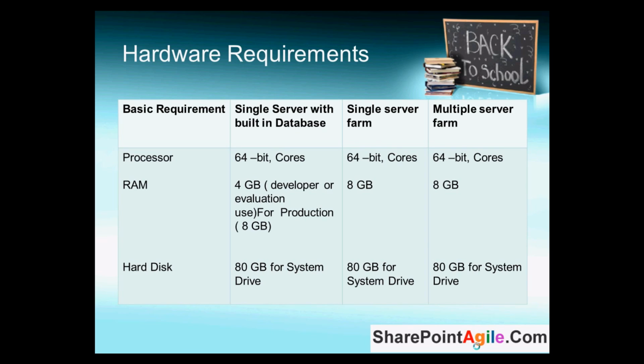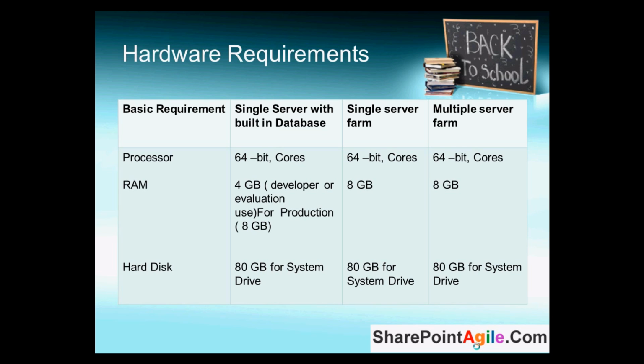And then you have RAM: 4 GB for developer or evaluation use, and for production it needs to be 8 GB. And let's move on to hard disk. All the three different types of installation need to have 80 GB for system drive. You also need to have extra space for your daily use or requirement. That's depending upon your requirement.